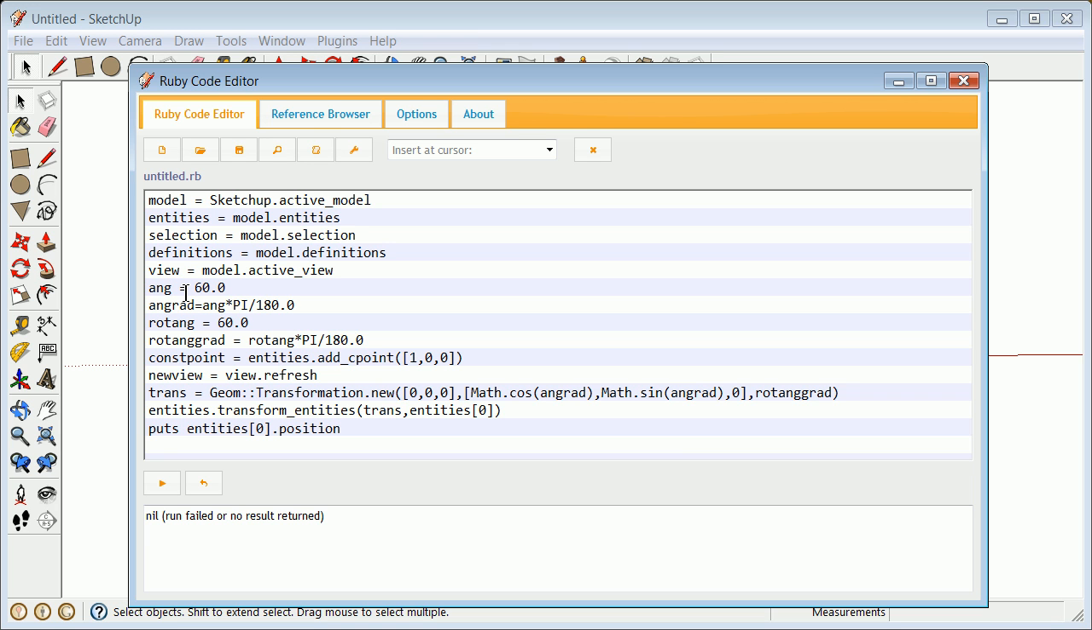We are going to rotate a given point of 1, 0, 0 about an axis that is defined by a 60-degree angle in the XY plane, and we're going to also rotate it 60 degrees. So you see that here, this is the angle that I'm calling in terms of the rotation, the axis angle, and this next statement here converts that to radians.